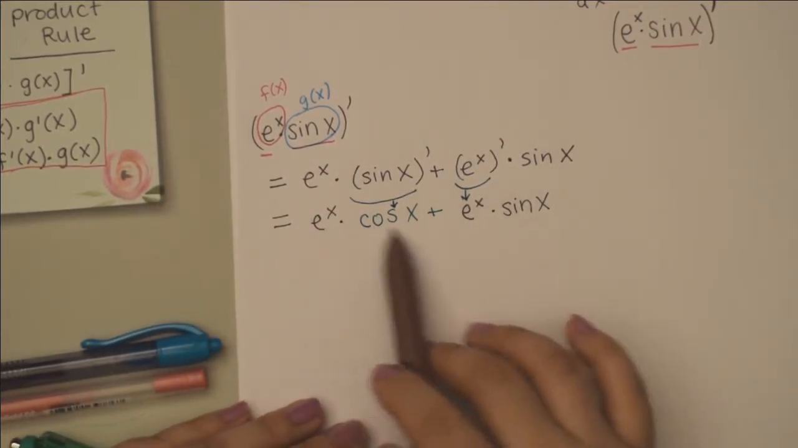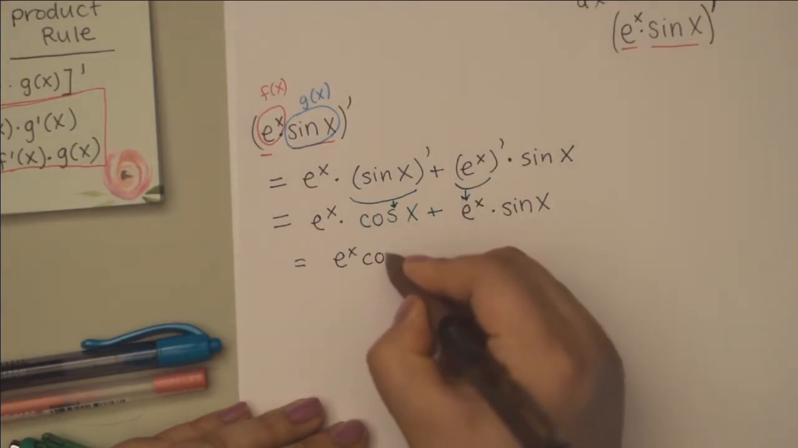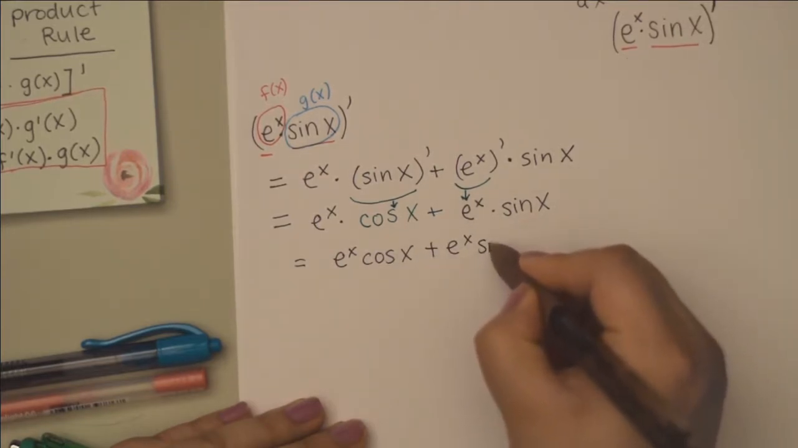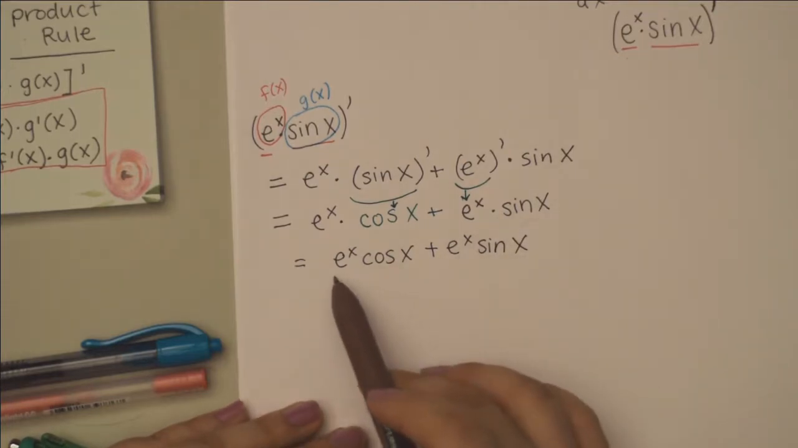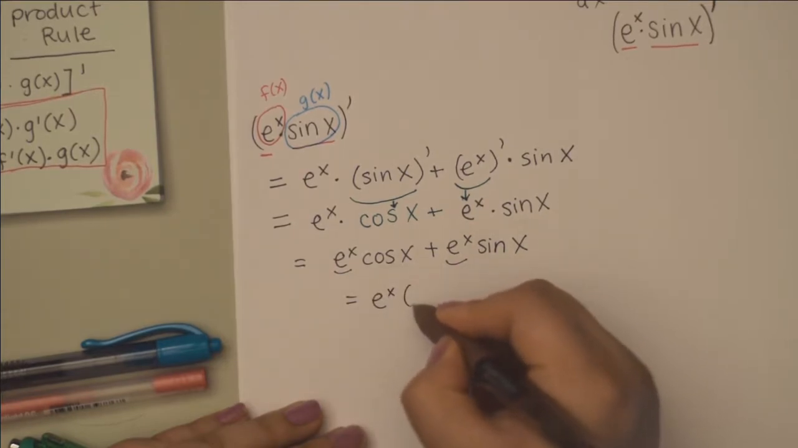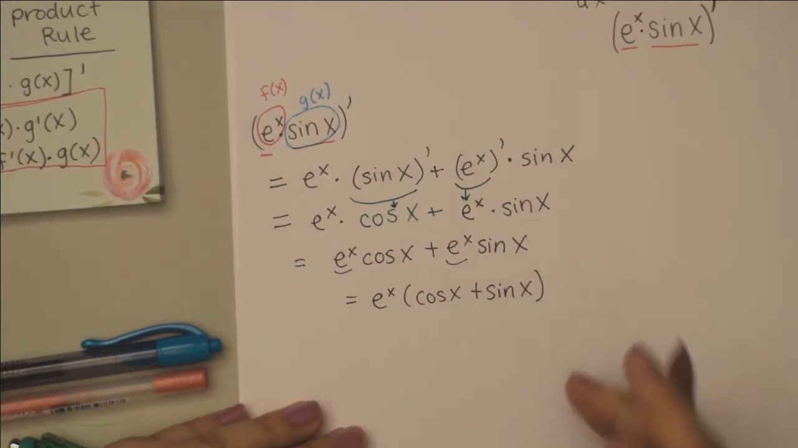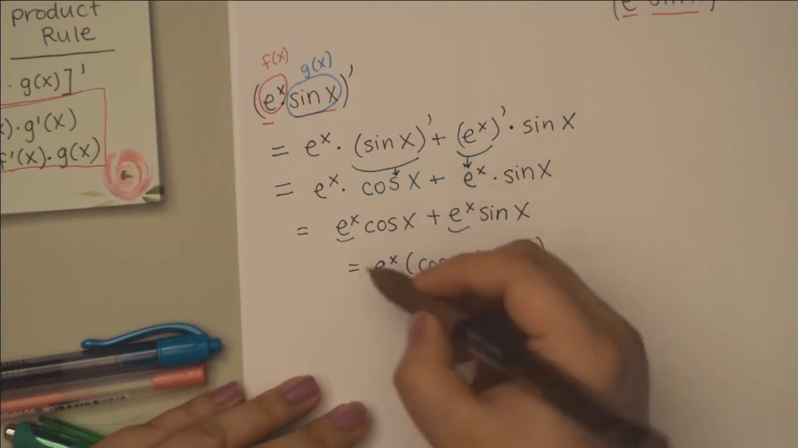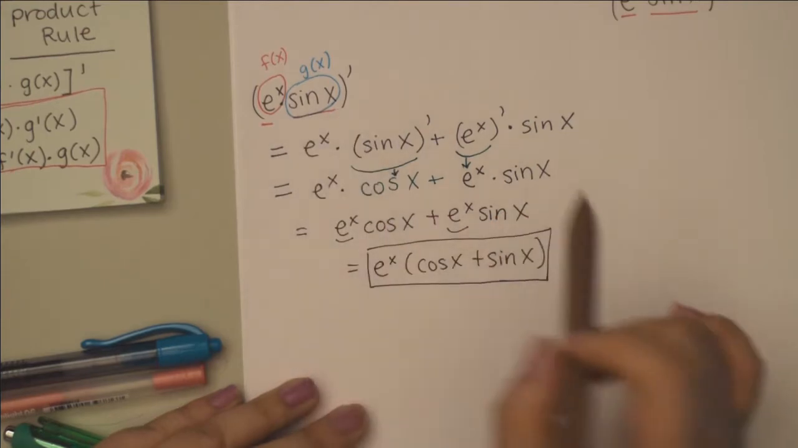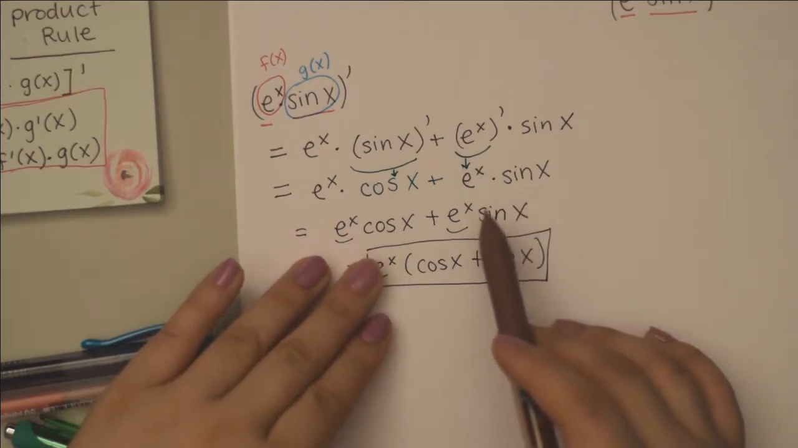Okay, so from there I'm just going to combine it now, just rewrite it: e to the x cosine x plus e to the x sine x. And if you want, you can see that you have an e to the x here and e to the x here. Just to simplify, you can just factor it. And that's it. That is the derivative of e to the x sine x. Okay? Alright, so it's a little bit more complicated.